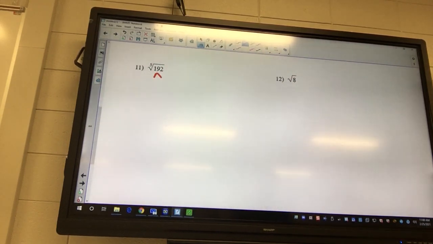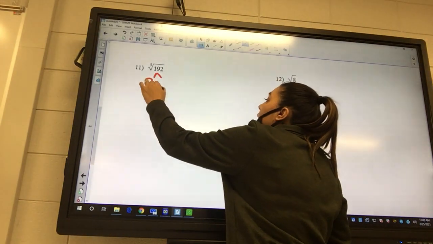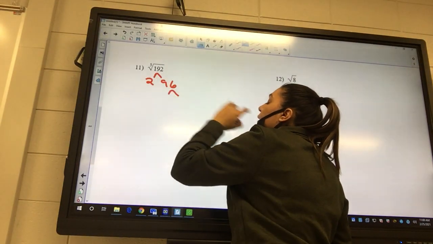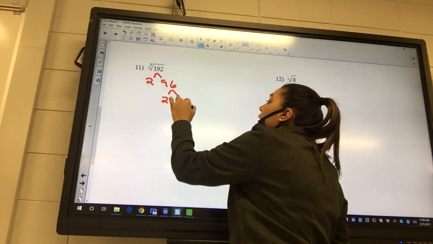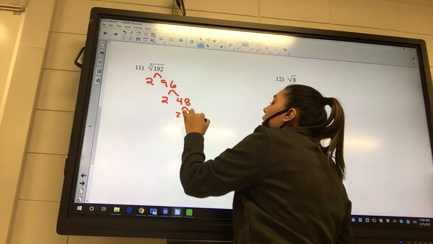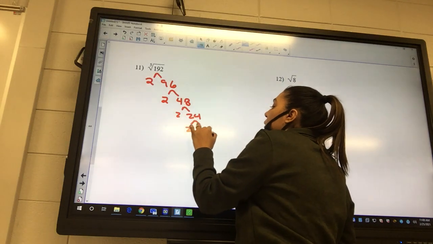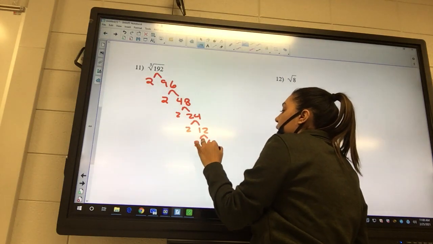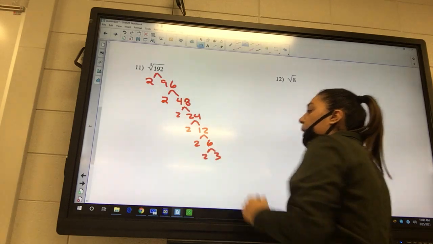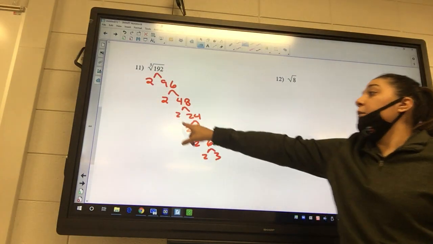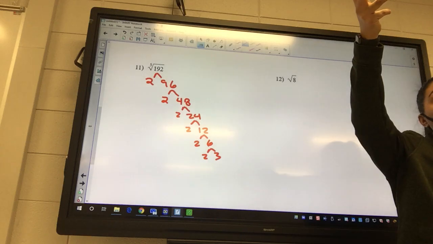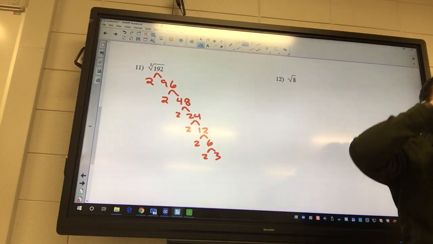What did it start out with? 2 and 96. What's next? 2 and 48. 2 and 24. 2 and 12. 2 and 6. 2 and 3. Okay, so the 6, some of you guys had stopped. We got to keep going for the 6 because all the bottom parts of these little trees, as we call them, need to be a 2, 3, 5, or 7. If it's not a 2, 3, 5, or 7, then it doesn't count.